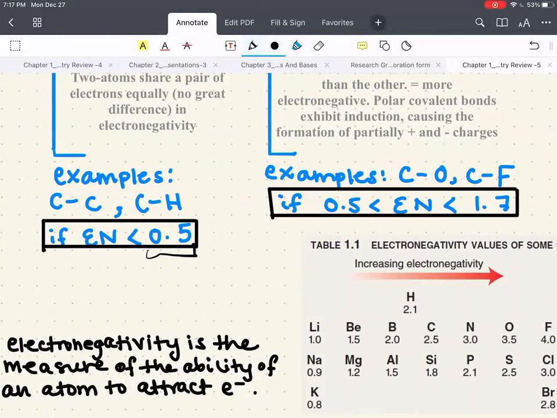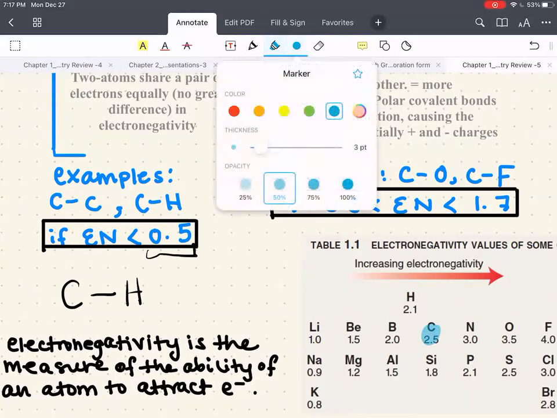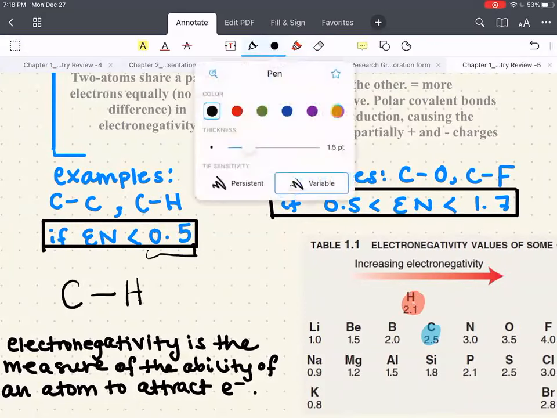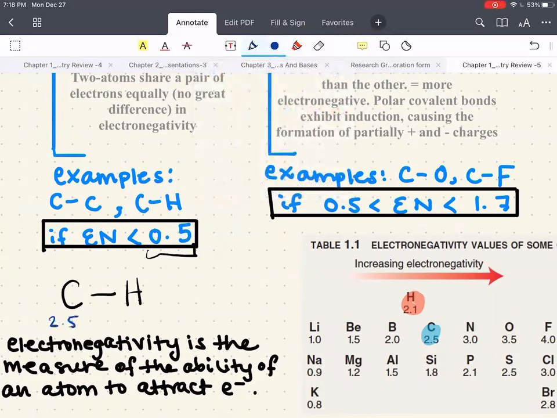Let's look at an example. Let's look at carbon and hydrogen. Carbon has an electronegativity value of 2.5, and hydrogen has an electronegativity value of 2.1. Let us subtract these two numbers. 2.5 minus 2.1 is going to equal 0.4. That is an electronegativity difference that is less than 0.5. That means that the bond between carbon and hydrogen is a non-polar covalent bond.